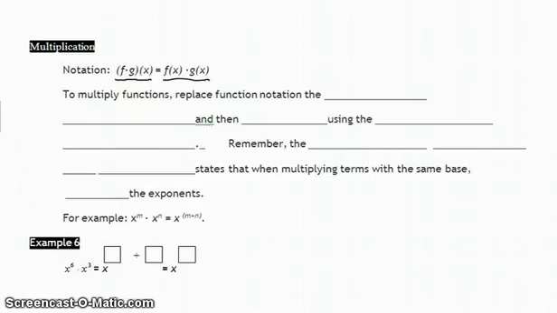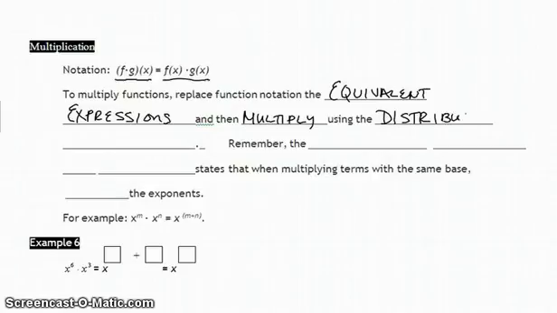So to multiply functions, just like in addition and subtraction, we need to replace that function notation with the equivalent expressions. And then, of course, we're going to multiply using the distributive property. And we refreshed this in our last unit.